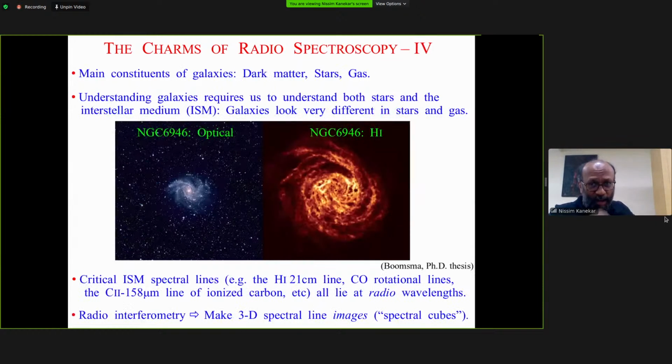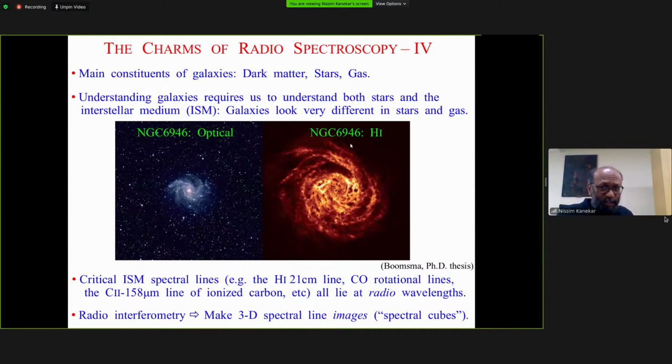So moving on to the last issue of why you should love radio, the main parts of galaxies are dark matter, stars, and gas. And if you want to understand galaxies, you must understand the baryons, the stars and the gas, and the dark matter, of course. You can look at the stars and the gas, the stars in the interstellar medium. And the point to be really emphasized is that galaxies look very different in stars and gas. This can be emphasized by looking at an optical image of the very famous galaxy NGC 6946, which has these gorgeous spiral arms over here. That's a lovely optical image.